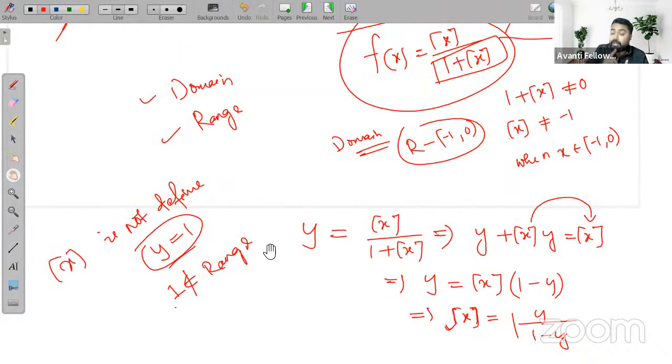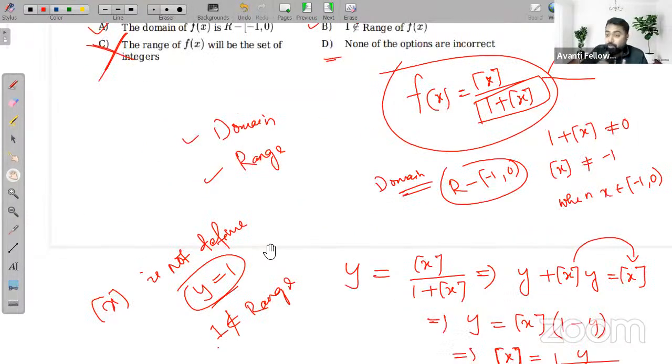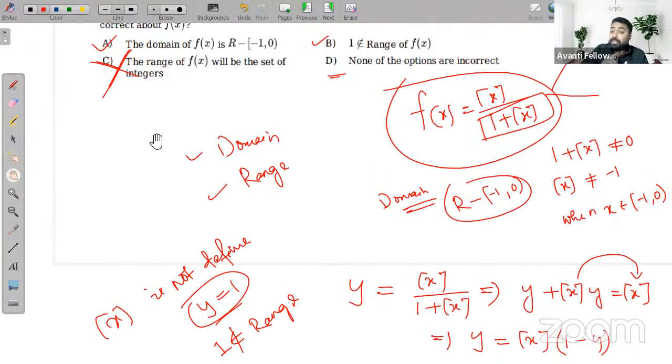So that means in the range set, 1 is not present. That means it can't be the set of all integers. The correct option is C, which is not correct. Option A is correct, option B is correct.